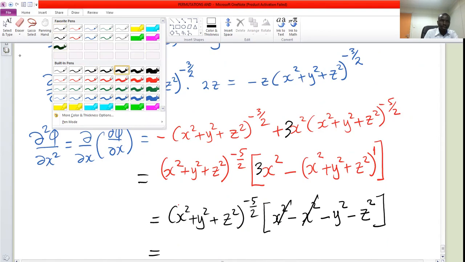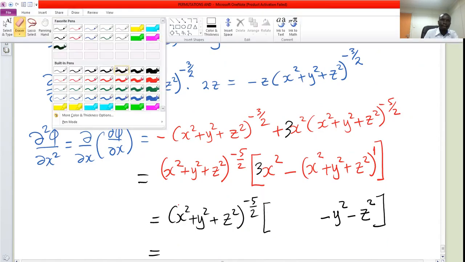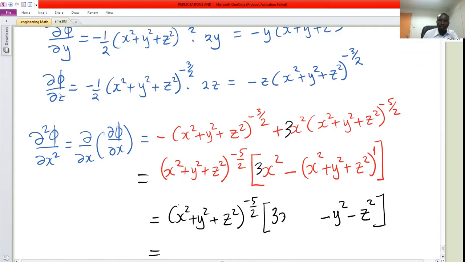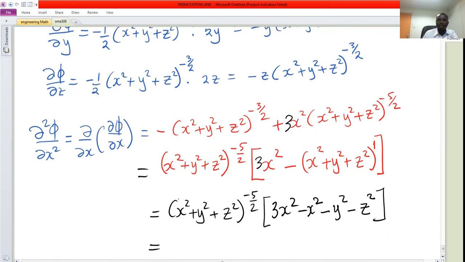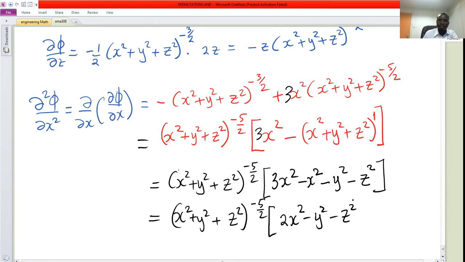So that we are not canceling that. So we'll have 3x squared minus x squared, and then minus y squared given by that. So we'll have x squared plus y squared plus z squared, power minus 5 over 2, into, so this will give us 2x squared minus y squared minus z squared.